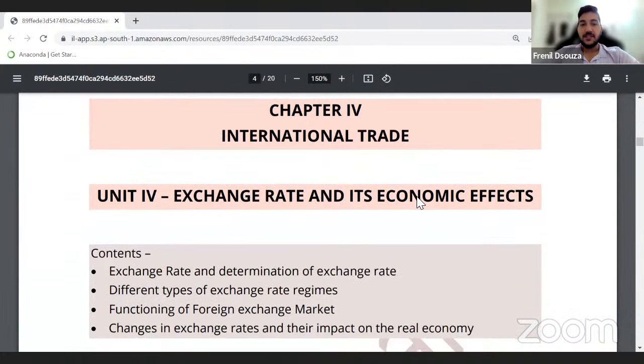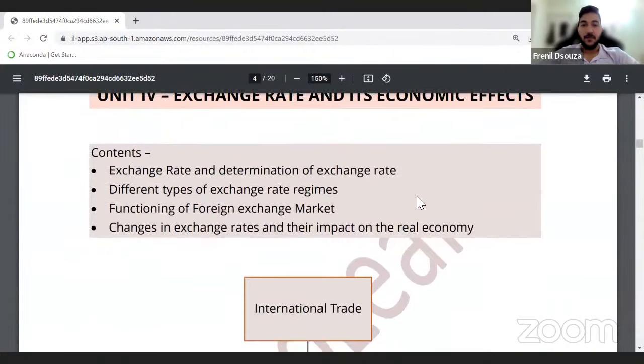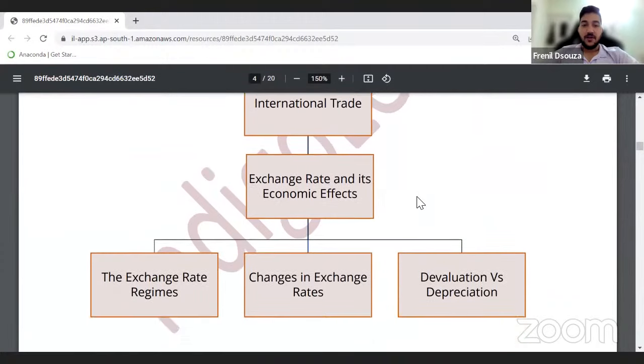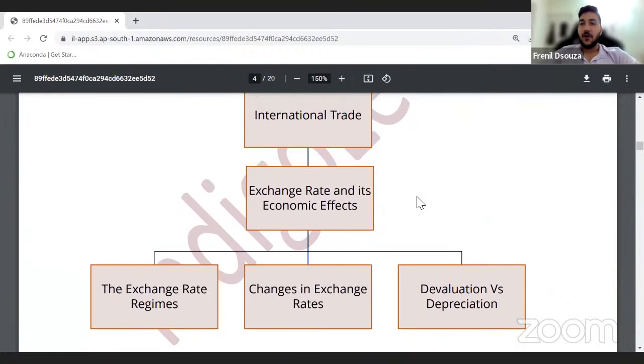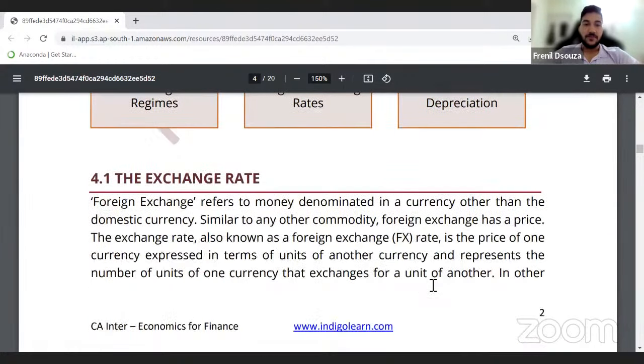The name of the unit is exchange rate and its economic effects. We are going to learn this on a broad basis in three different sectors. First, we are going to learn the exchange rate regimes. Second, changes in exchange rates and how they occur. And third, concepts like devaluation versus depreciation, etc. Right? So let us get to it.